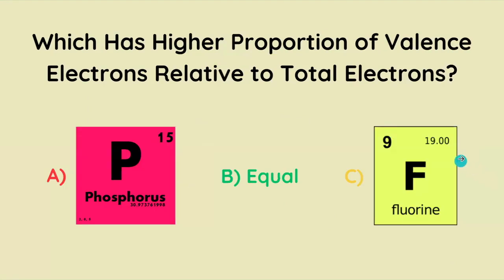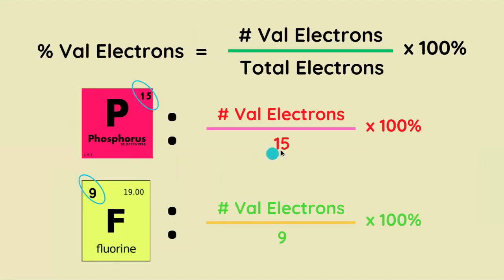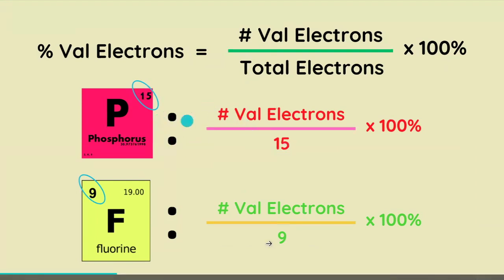Phosphorus and fluorine. Which has a higher valence electron percentage? Or are they equal? We follow the same steps as before. We assume we have neutral atoms, so the total electrons equals the total atomic number. 15 for phosphorus, 9 for fluorine.